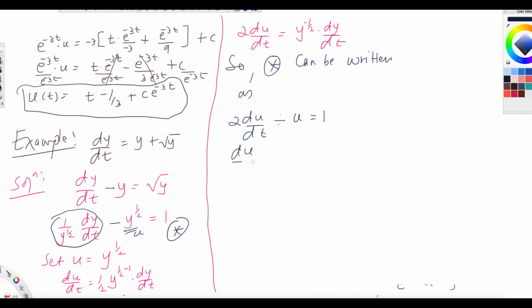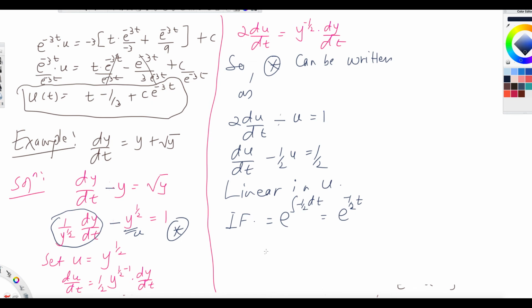So du/dt minus 1/2 u equals 1/2, which is linear in u. So what is the integrating factor then? The integrating factor will be e to the integral of P(t) dt. P is negative 1/2, so e to the negative 1/2 t. That is the integrating factor.